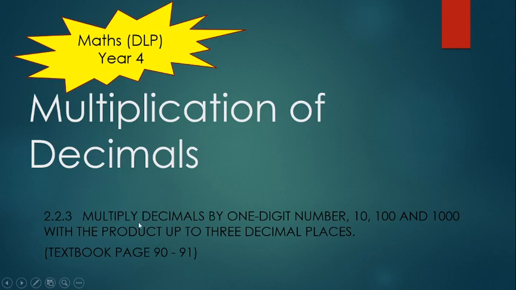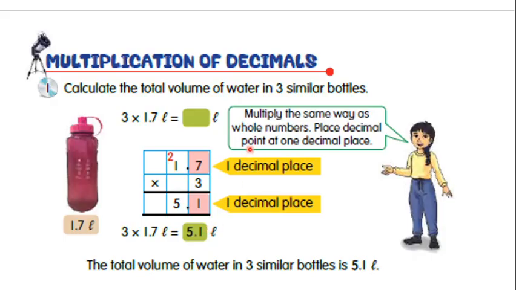So your content for this one is multiply decimal by one digit number, 10, 100 and 1000 with the product up to 3 decimal places. And you can refer to your textbook page 90 and 91. Alright, let's start.